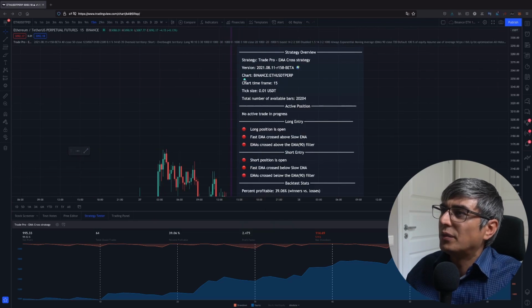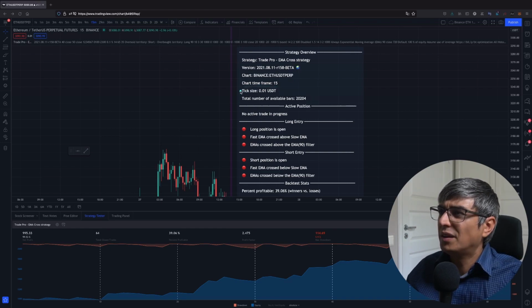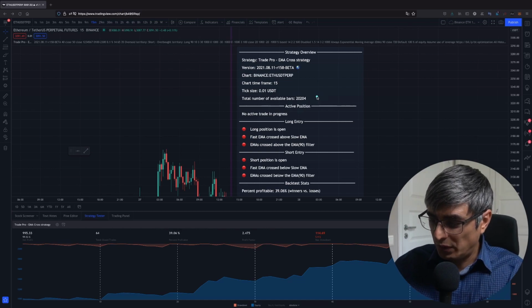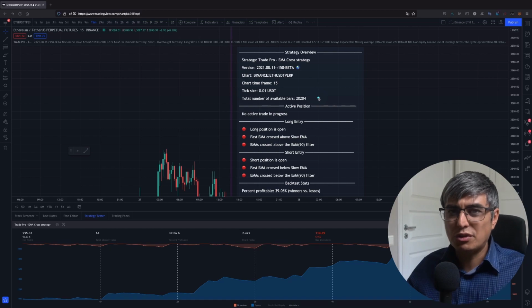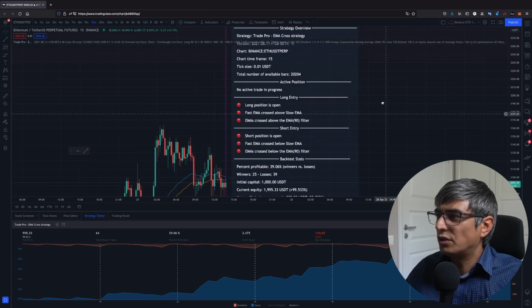Let's go further. The exchange we are trading on is Binance, and the pairing is Ethereum USDT perpetual. The time frame is 15 minutes, and tick size 0.01 USD. The total number of available bars is 20,204. That's what you get with the premium version of TradingView. If you see less than that, then that's the reason. And here, as you can see, we don't have any active position and no long and short entry.